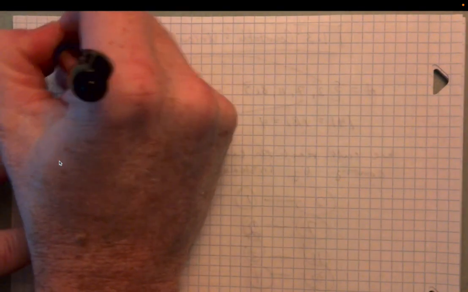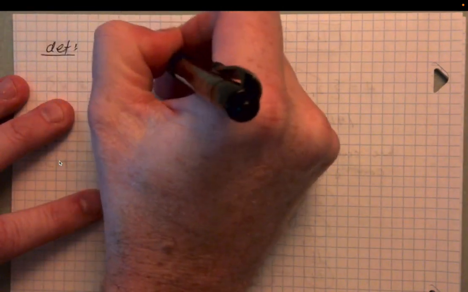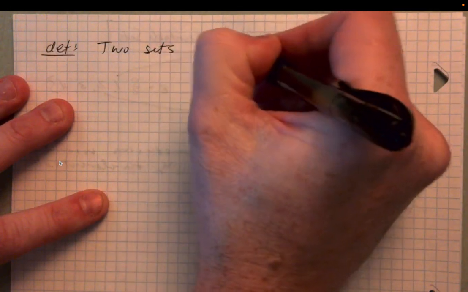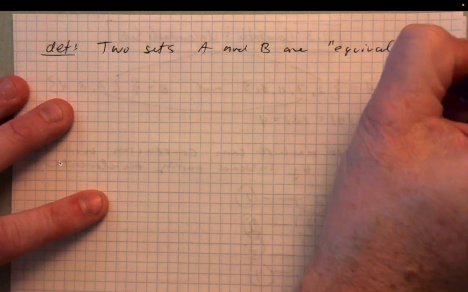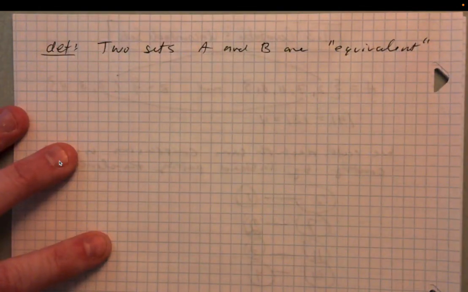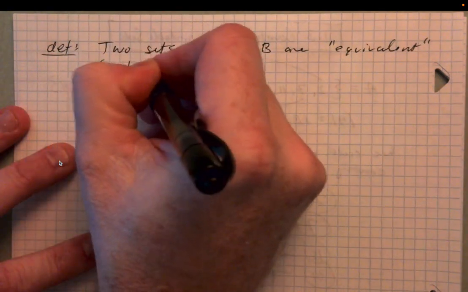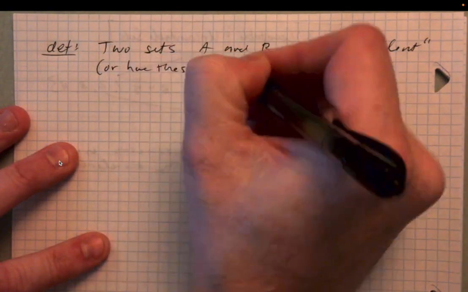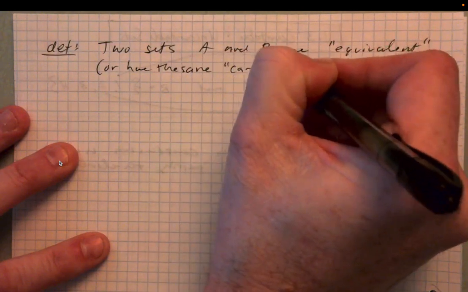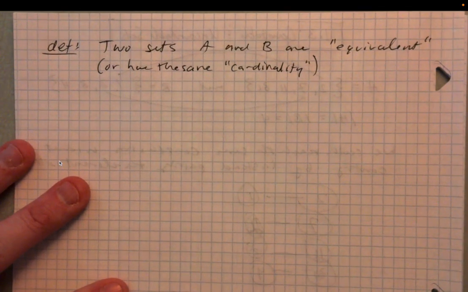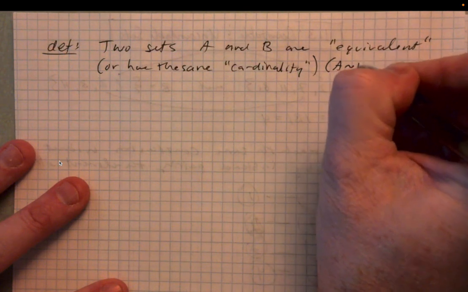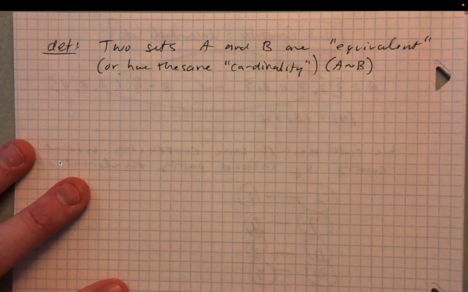Okay, so we're going to start with a definition of what it means for two sets to be equivalent. Two sets, A and B, are equivalent, or have the same cardinality, which might be a term you're more familiar with in the context of sets. Two sets A and B are said to be equivalent, and we denote it as A is equivalent to B, like this, with a little squiggly tilde.